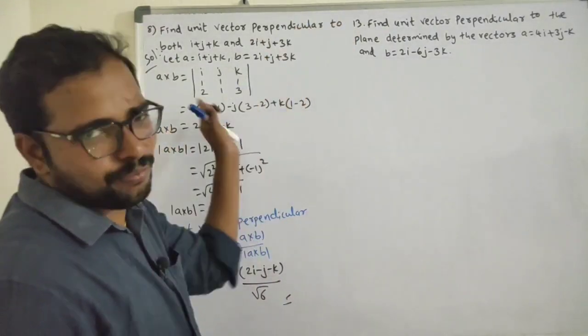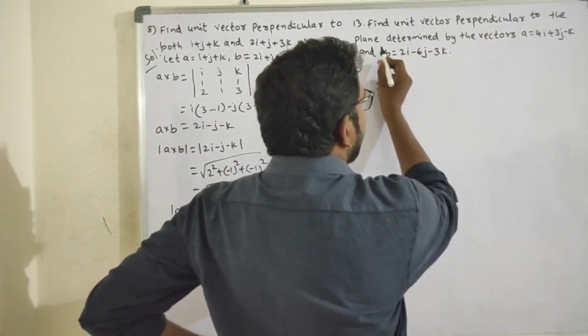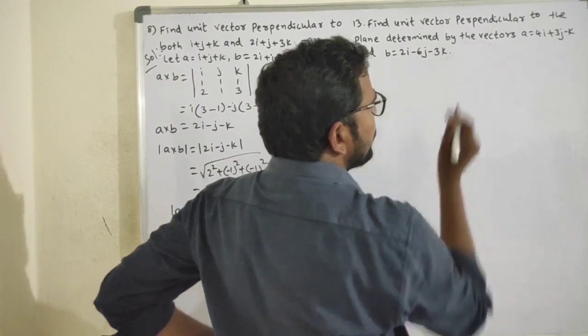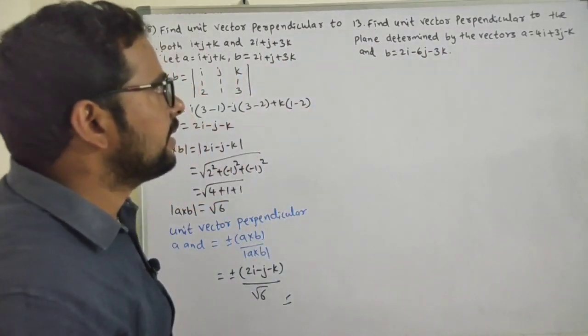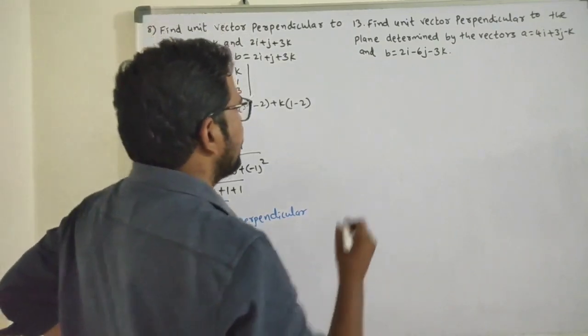Now 13th question, same model question. Find the unit vector perpendicular to the plane determined by vectors A equal to 4i plus 3j minus k and B equal to 2i minus 6j minus 3k. Same model.